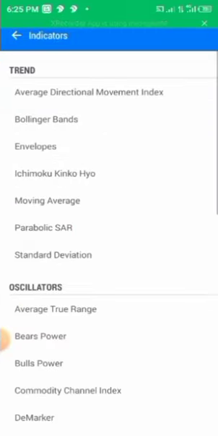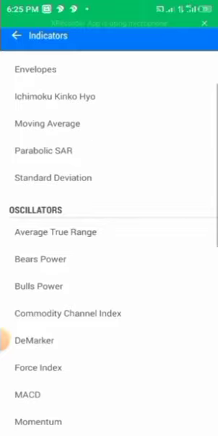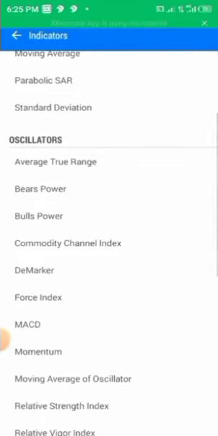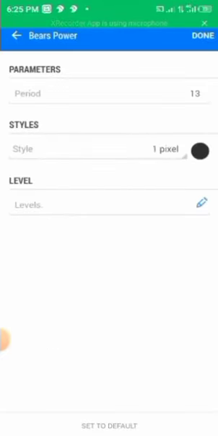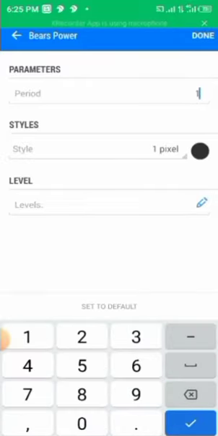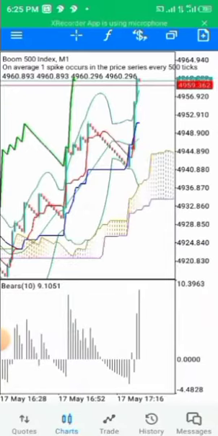You click on Bears Power, and you can change it to 10 the way I just did right now. Just follow the steps. Then you go to your relative strength index.